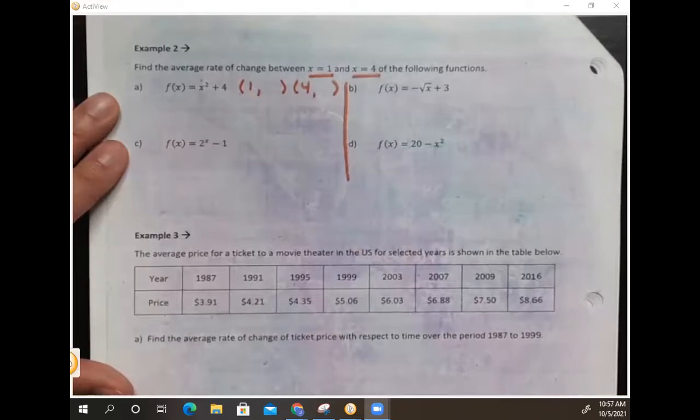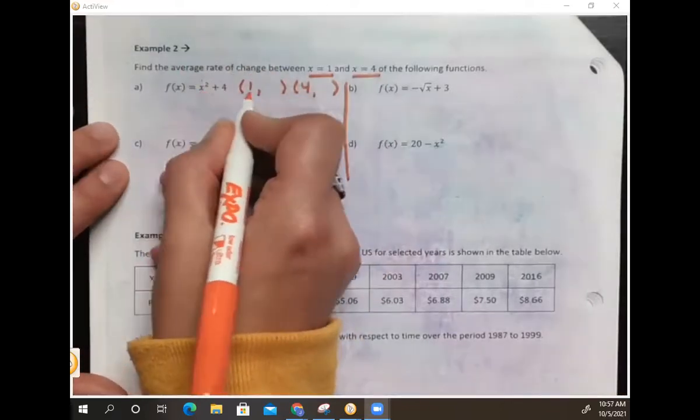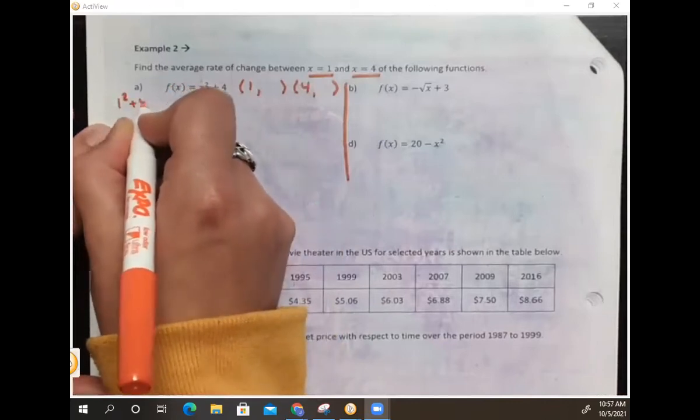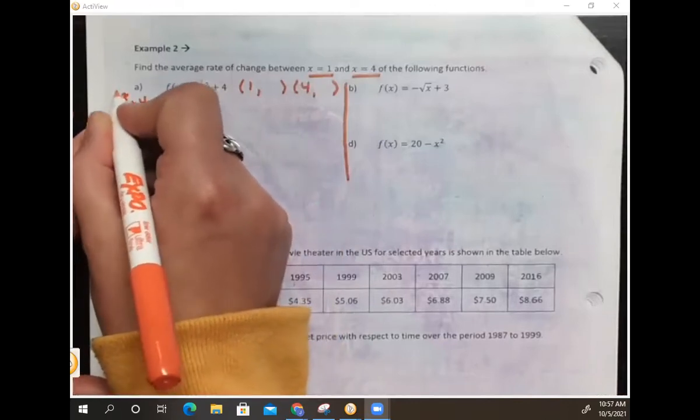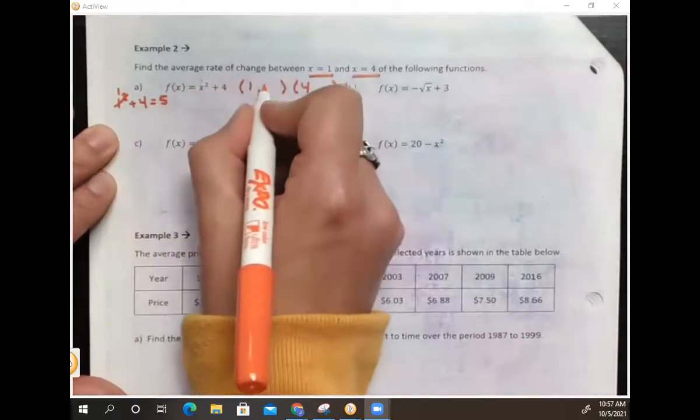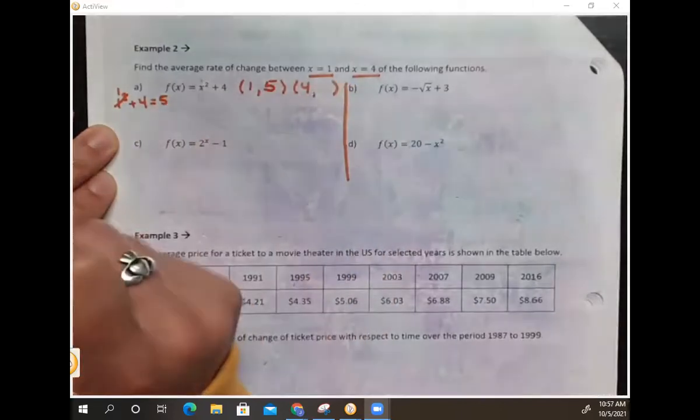Yeah, plug that value in for x. So that's what I'm going to do here. So I'm going to plug in 1 for x. So I get 1 squared plus 4. 1 squared is 1. 1 plus 4 is 5. So I have the point 1 comma 5.